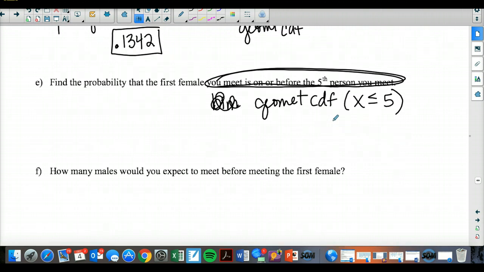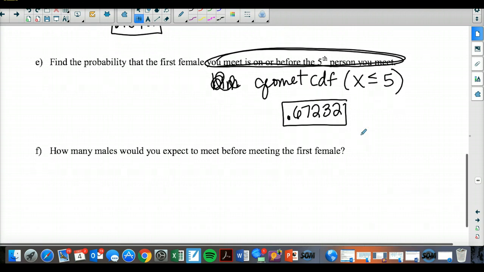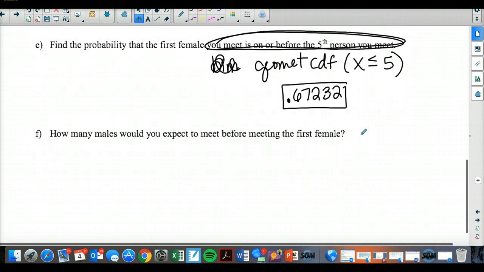So second vars, geometric CDF. My probability is 0.2 and my success is 5. So it's 0.67232. And last, how many males would you expect to meet before finding the first female?